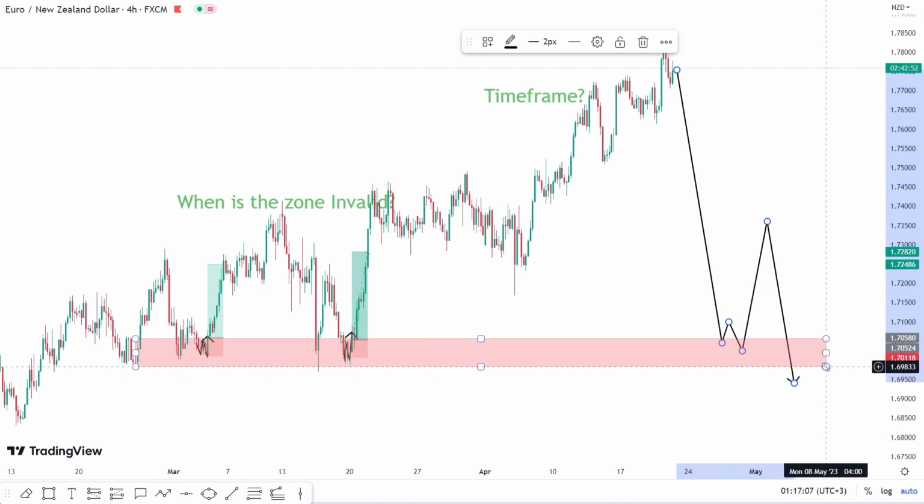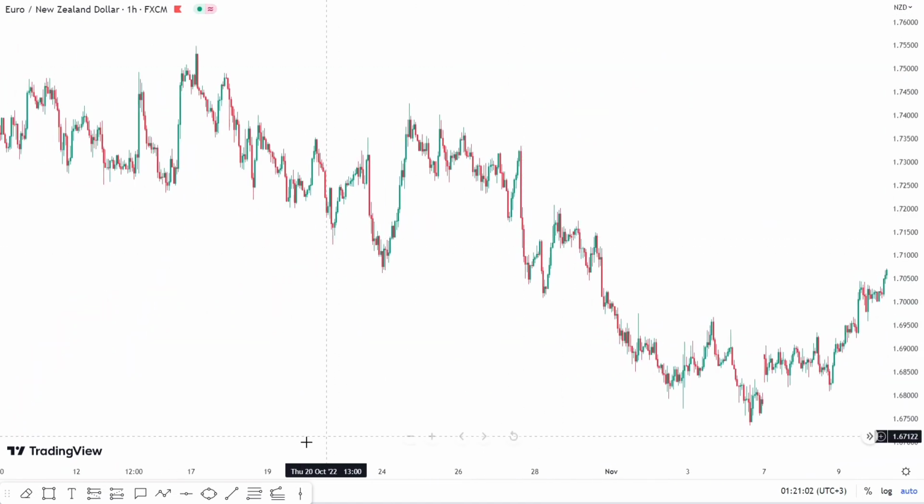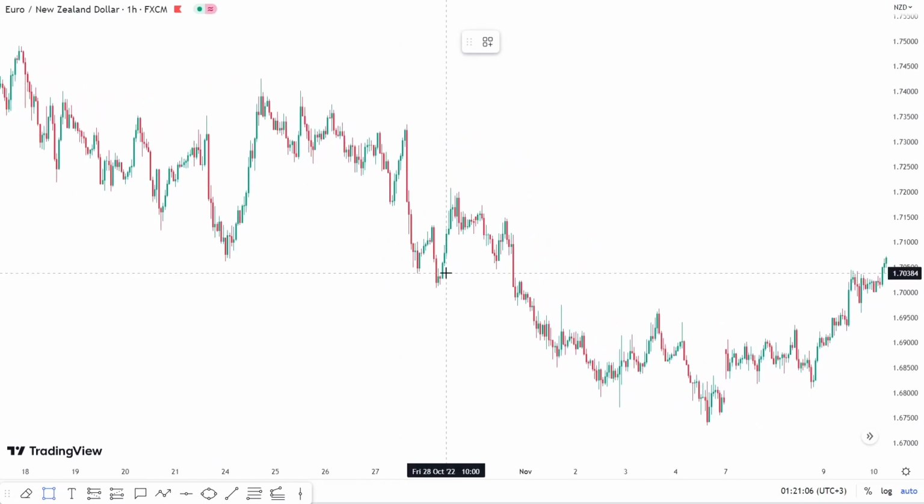Once a zone is invalid, it will never be used again. You delete it from your chart forever and ever. So you'll always be looking for new zones. If it's invalidated, you delete it forever. Don't even try to anticipate to use a zone once it's broken. That becomes a very low probability setup. The opposite is true for a supply zone. So as long as the zone hasn't been broken, it's still valid. It can be used over and over.